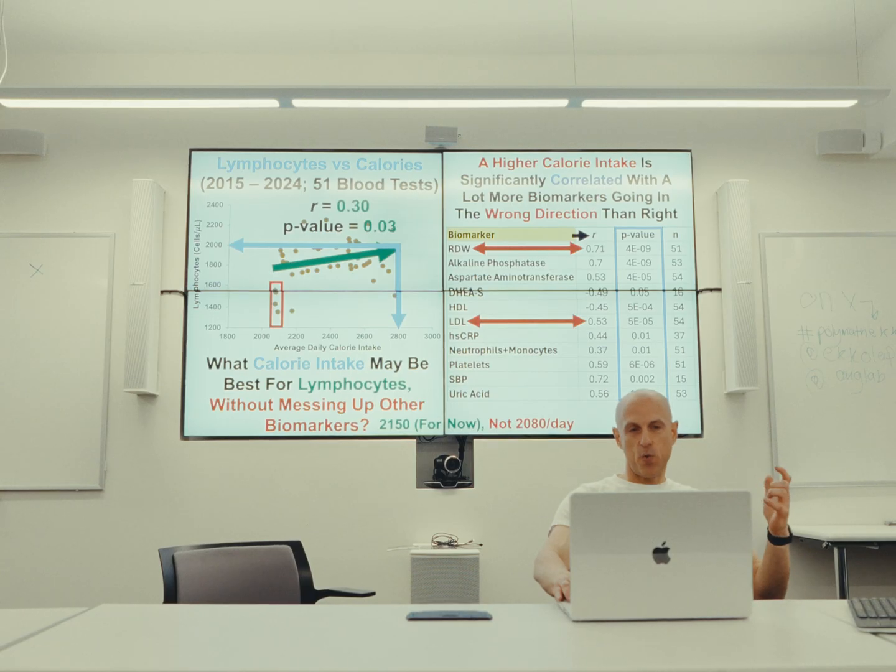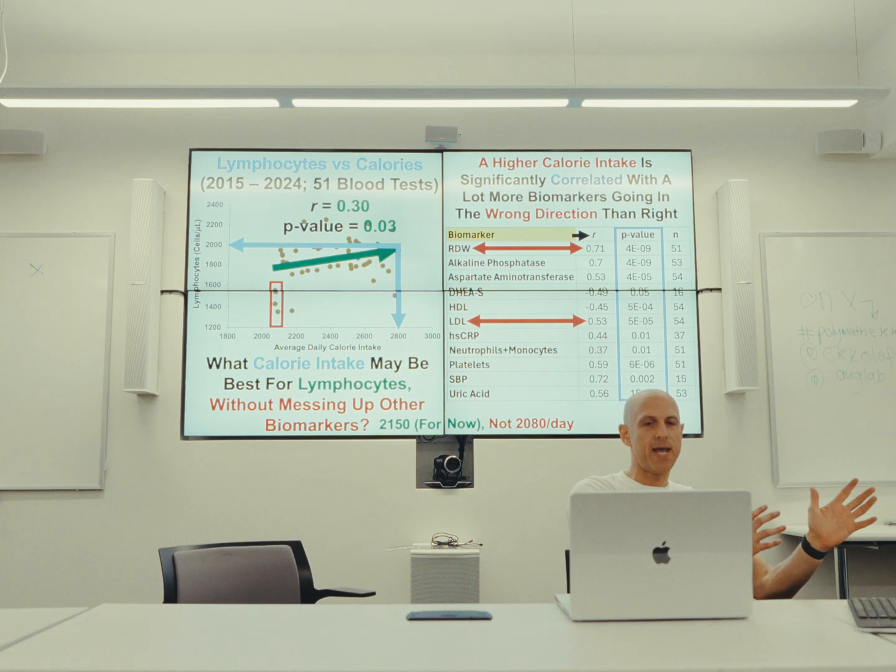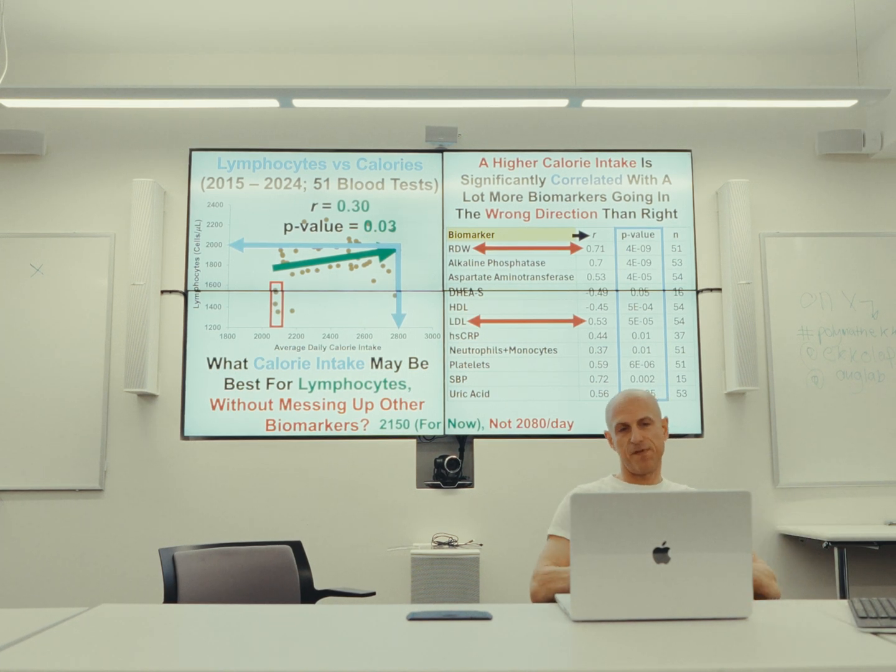So to answer the question, what calorie intake may be best for lymphocytes, these data collectively would suggest not 2080, which is my lowest that corresponds to a blood test over the past 10 years, but for now I'm at about 2150, and that's intentionally done. One reason is 2 blood tests ago, lymphocytes were close to 1900, and a blood test on Friday was also close to 1900. So I may be slowing that age-related decline and getting my data back to where youthful values are supposed to be. So that's what I got. That's all I got for now.